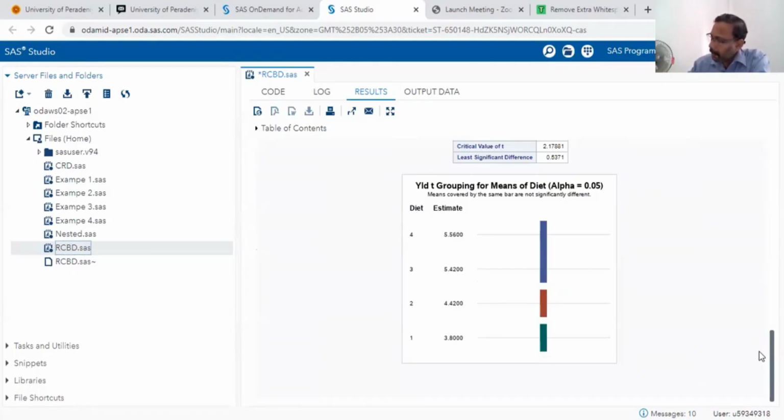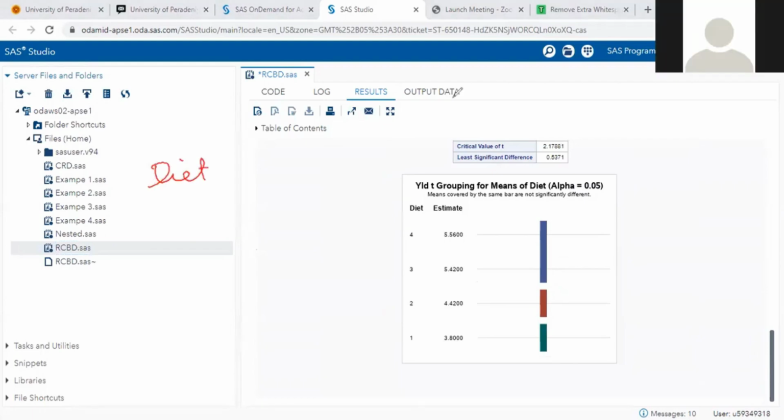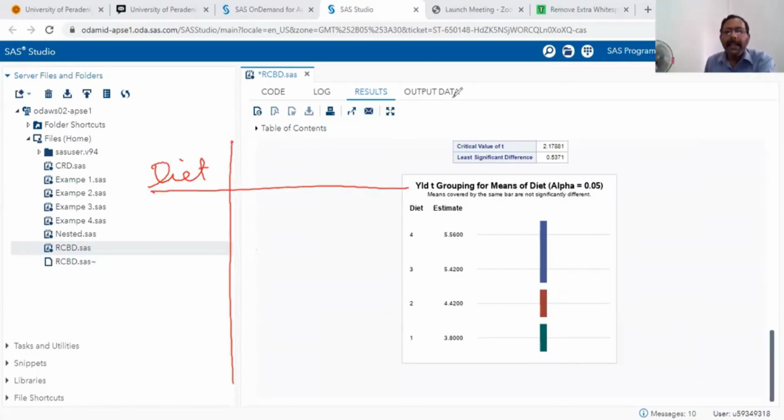Anyone? Fourth and third diet are not significant. They are not significant, fourth and third. Earlier, third and fourth were significant. Earlier they had a different color, now it is the same color.